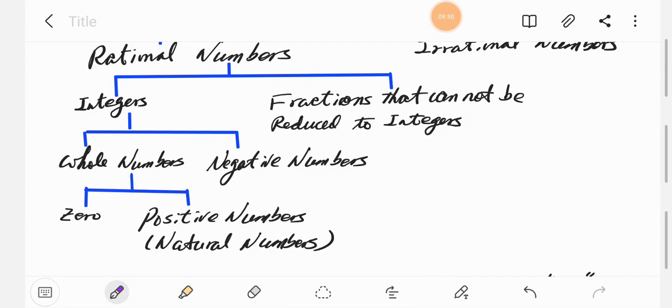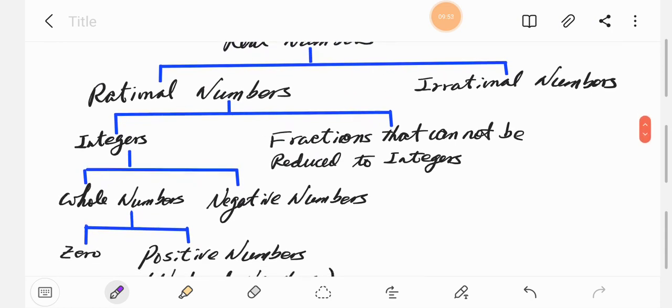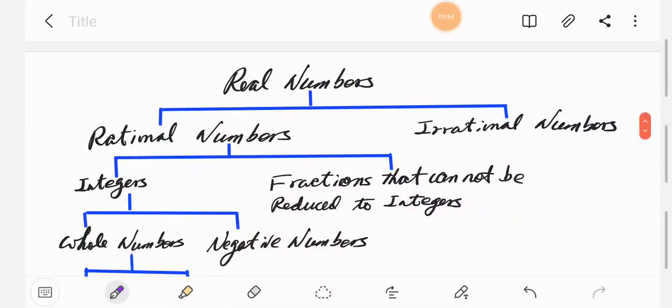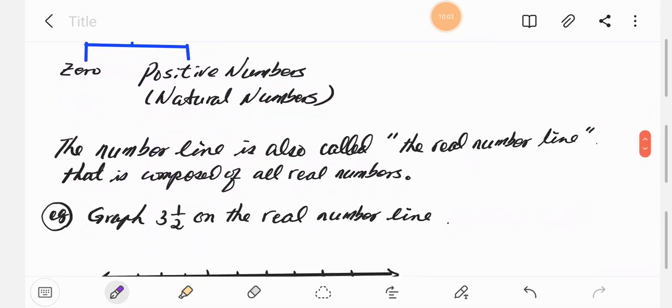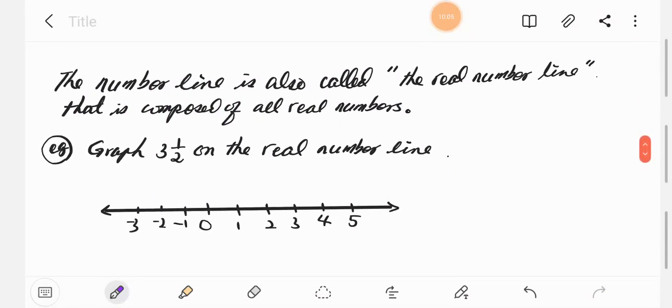Do you remember this part? We learned this one already, right? Okay, so real numbers are what? Rational numbers and irrational numbers. Rational numbers are fractions. Okay, so the number line is also called the real number line, because this number line contains either rational or irrational numbers, which are real numbers.